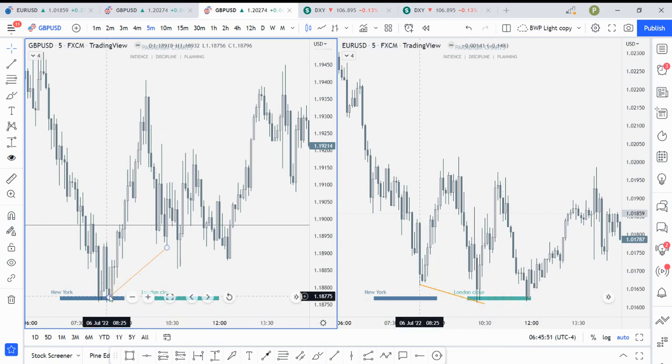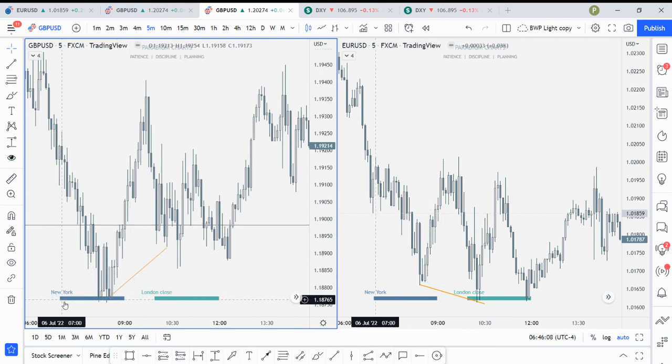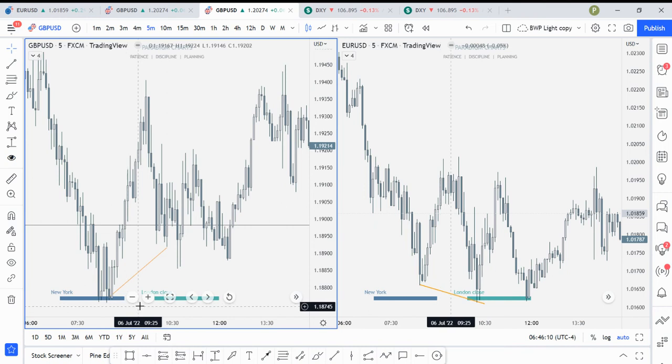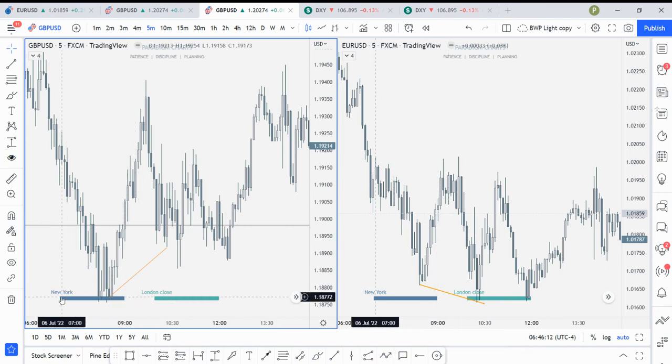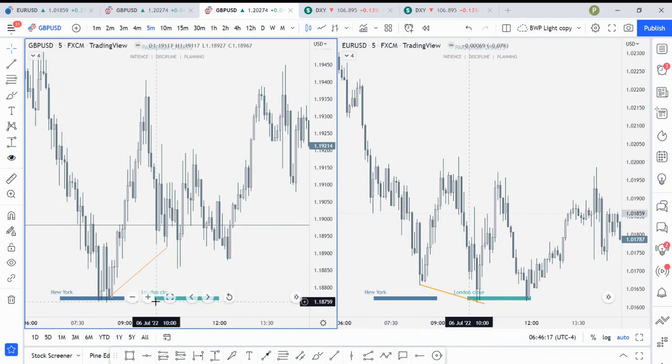This one London close between. Now let me explain. I told you that you can use this indicator ICT Q zones by Tradinator, but there is a bit of a correction you need to note. New York Q zone runs from 7 to 10, not 9. This indicator is showing 9, but it runs from 7 a.m. to 10 a.m. New York time.